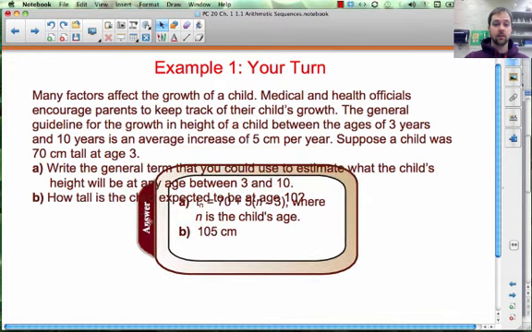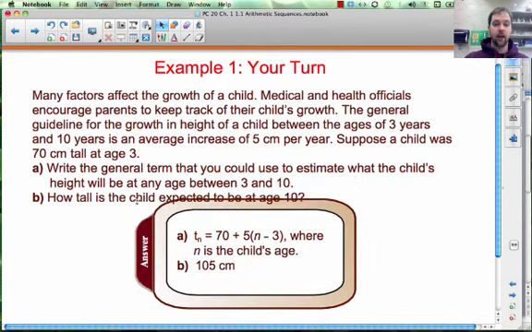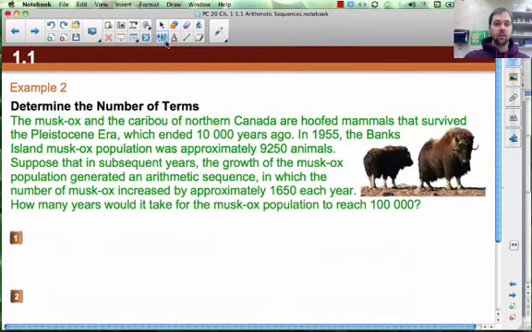Welcome back. That's assuming you actually bothered to hit pause and attempt the question. There's your answers, so you can hit pause and compare them with your own. Here's another example that we're going to do together.